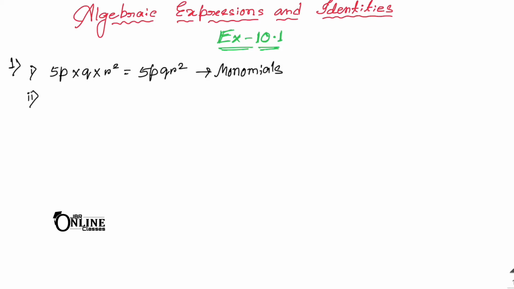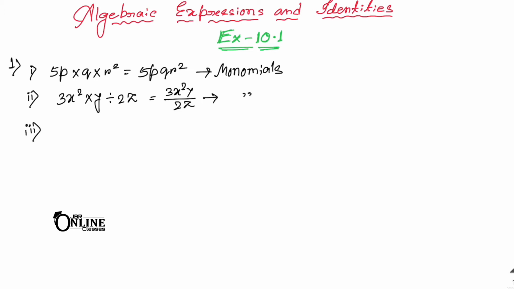Now next one, number 2. In number 2 you have 3x square into y divided by 2z. So you can write down in this way 3x square y by 2z. So it's also a monomial.